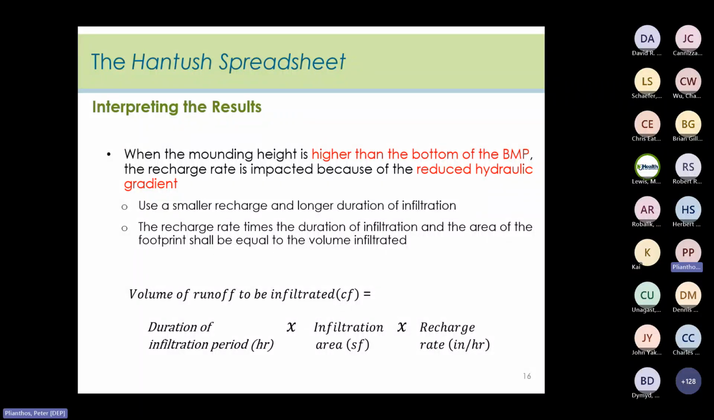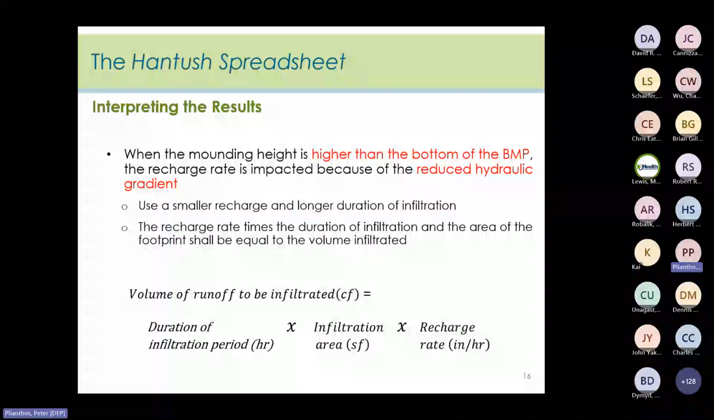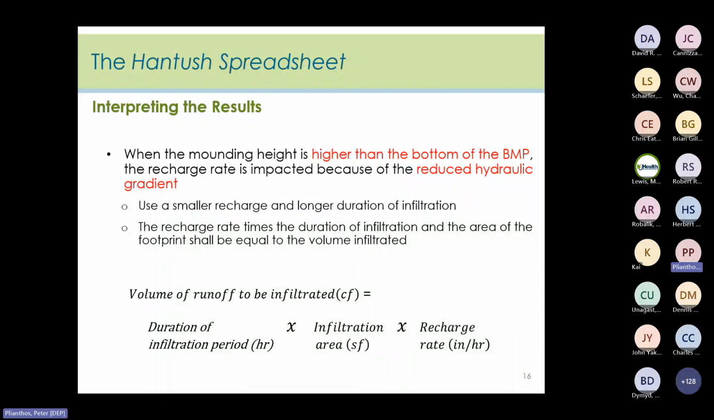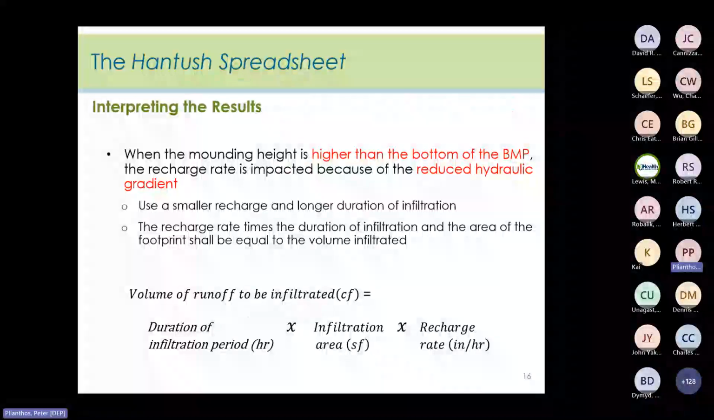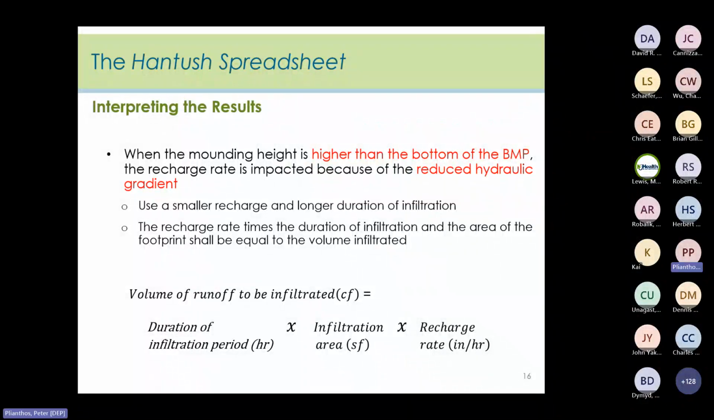You cannot just use the results from the spreadsheet as it appears. The results have to be checked against the physical constraints of the design. If you get a resulting mounding height that is higher than the distance between the basin bottom and the seasonal high water table, you do not get an artesian condition. It means the recharge rate is adversely impacted by a reduced hydraulic gradient and will be slower.